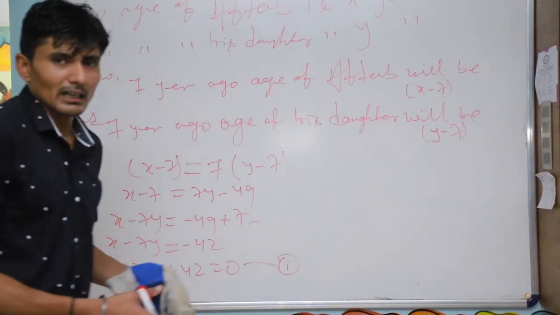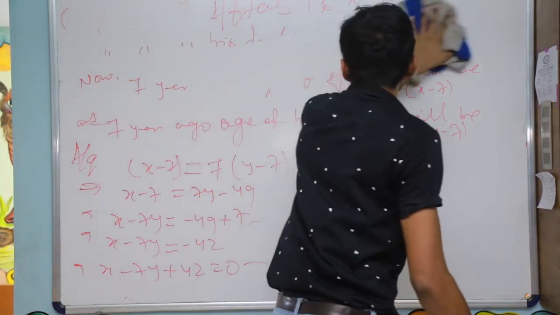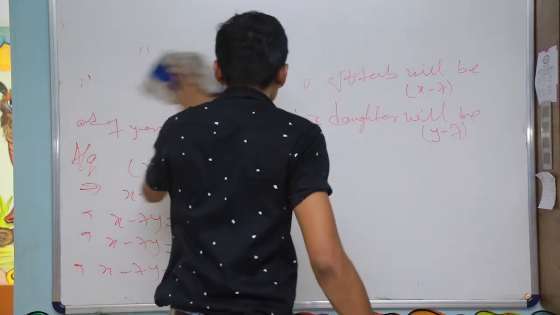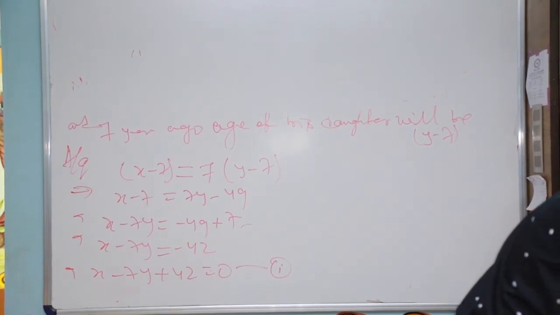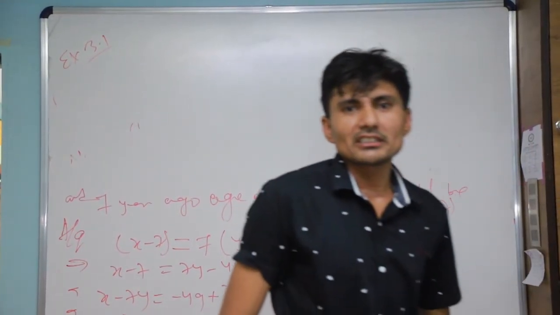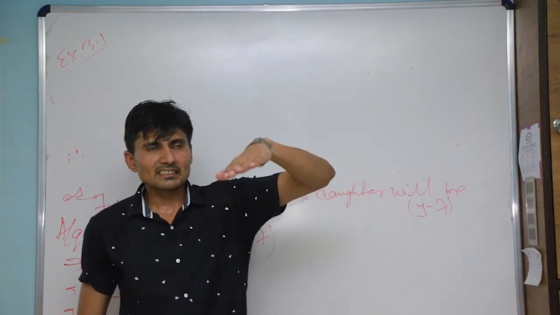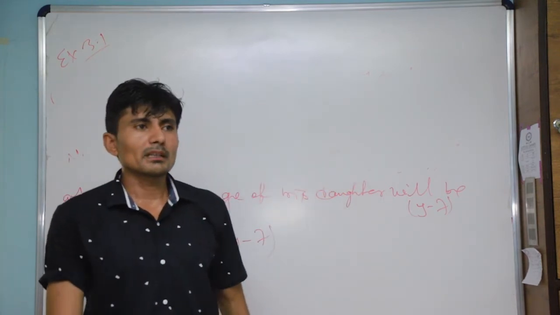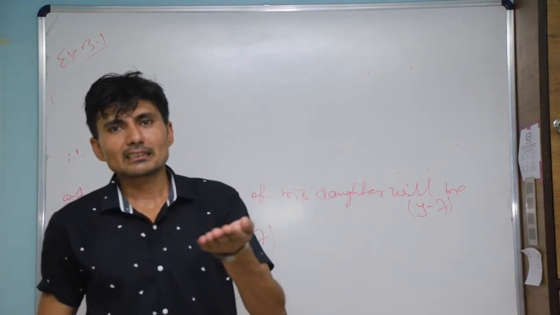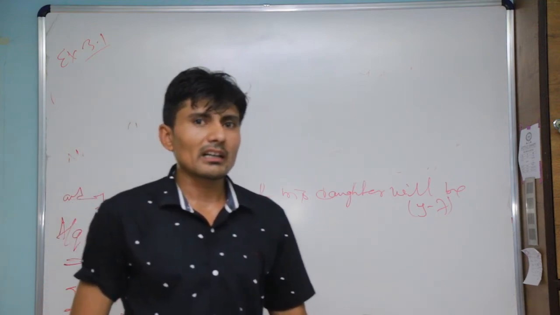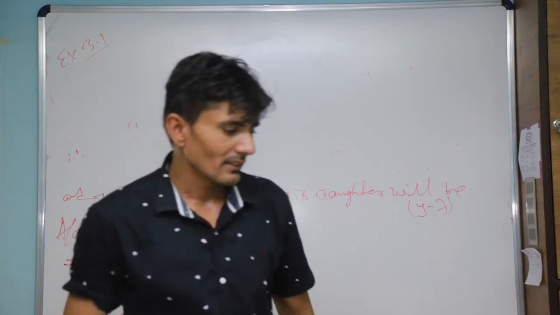Now another statement we have to read carefully. Also 3 years from now. What do you mean by 3 years from now? 3 years from now means present age के 3 साल बाद. तो अभी Aftab का एज x ईयर है, तो 3 साल के बाद उसका एज क्या हो जाएगा x plus 3, और उसकी लड़की का एज y है, तो 3 साल के बाद उसकी लड़की का एज क्या हो जाएगा y plus 3.